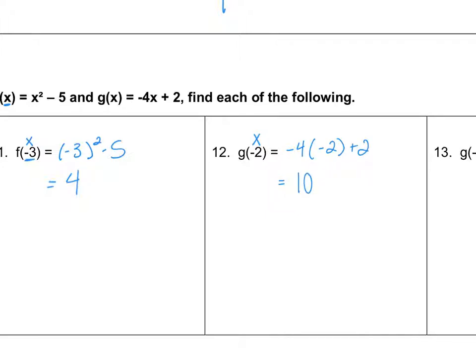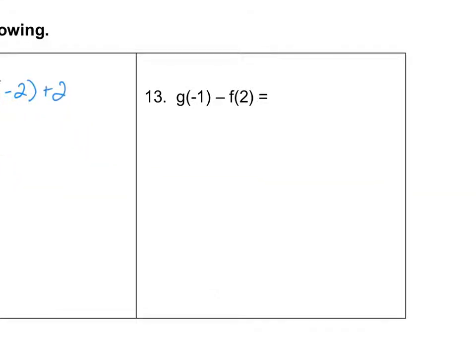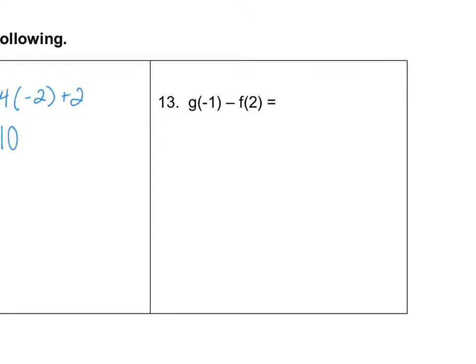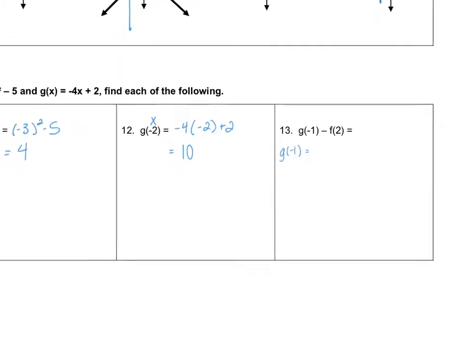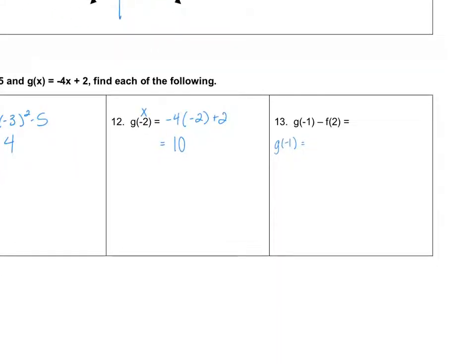Let's look at 13. Here now I have g of negative 1 minus f of 2. Let's solve for each of these separately. So g of negative 1, we're going to plug negative 1 into the function for g. So I'm going to have negative 4 times negative 1 plus 2. Negative 4 times negative 1 plus 2 should give me 6.